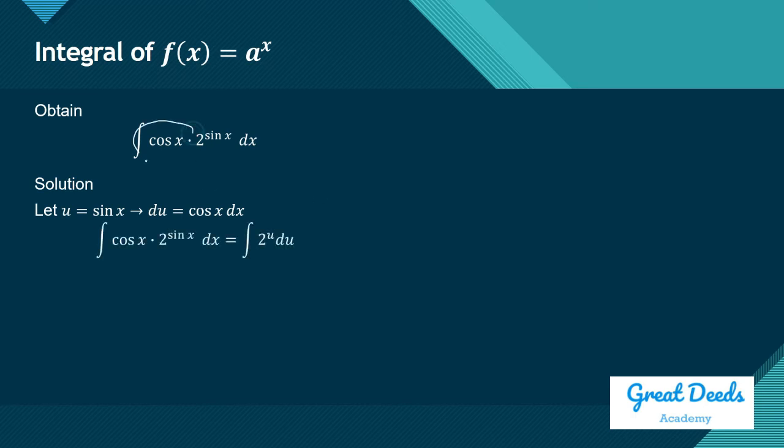Now look at that. du is cosine of x dx. So you will just replace that by du. And this one will become 2 raised to u.